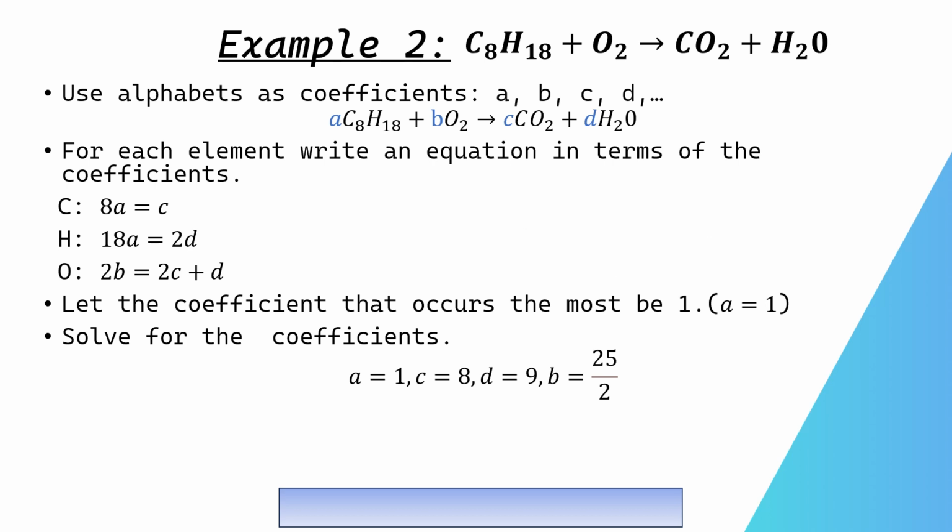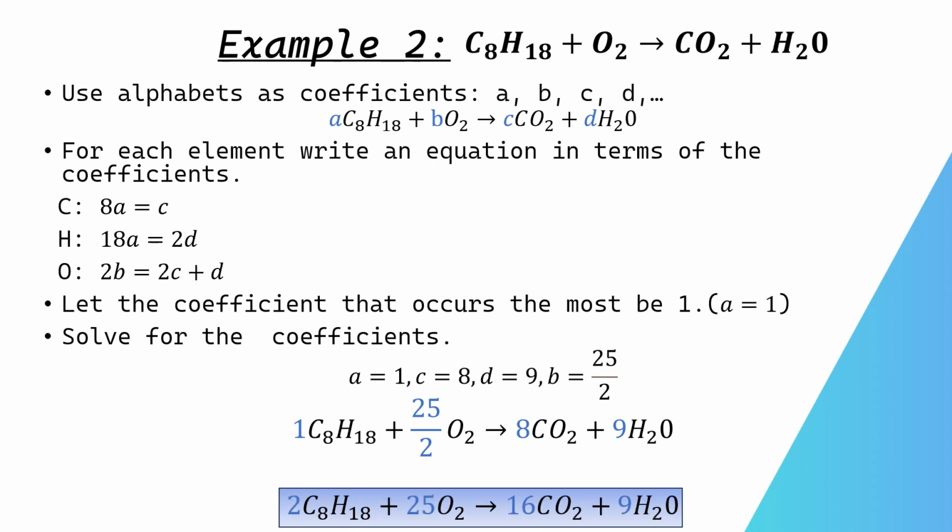Very good. Now we place these values into our main equation. So you get 1C8H18 plus 25 on 2 O2 going into 8CO2 plus 9H2O. We can see a fraction. Let's clear the fraction. So multiply through by 2. So now we get 2C8H18 plus 25O2 going into 16CO2 plus 9H2O.